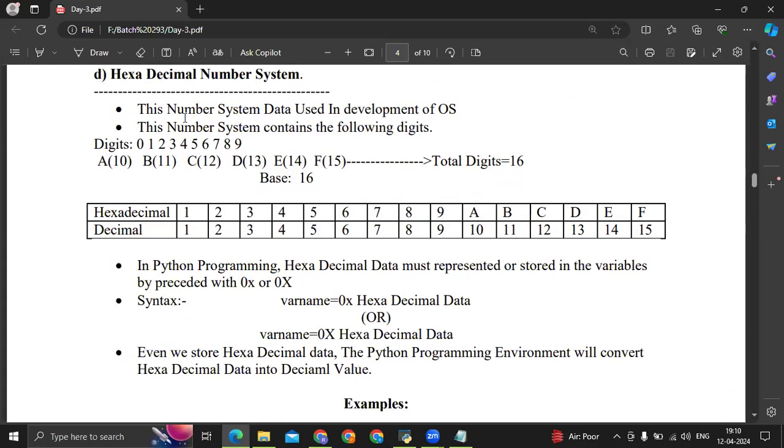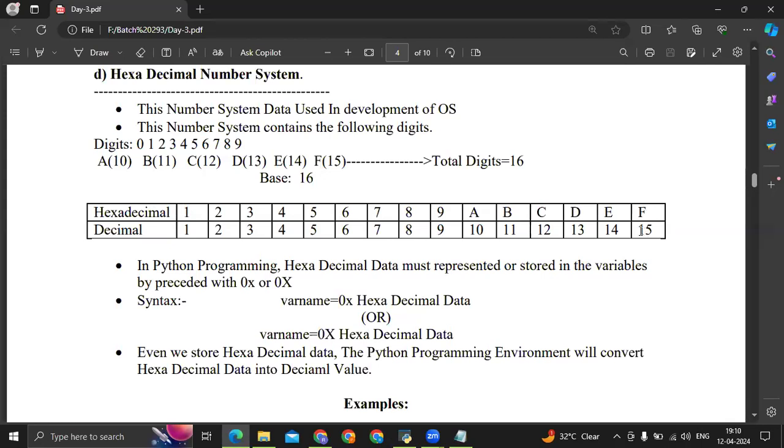Hexadecimal number system, data used in development of OS. This number system contains the digits 0 to 9 and 10 to 15, so total digits are 16. See, hexadecimals have 1, 0 also: 0, 1, 2, 3, 4, 5, 6, 7, 8, 9. After that, A, B, C, D, E, F.